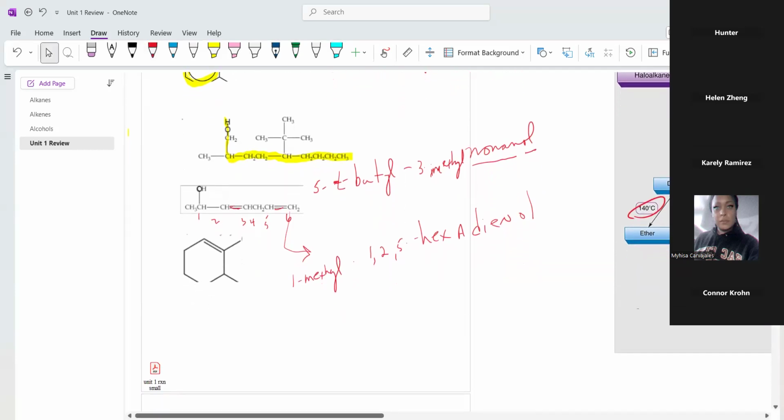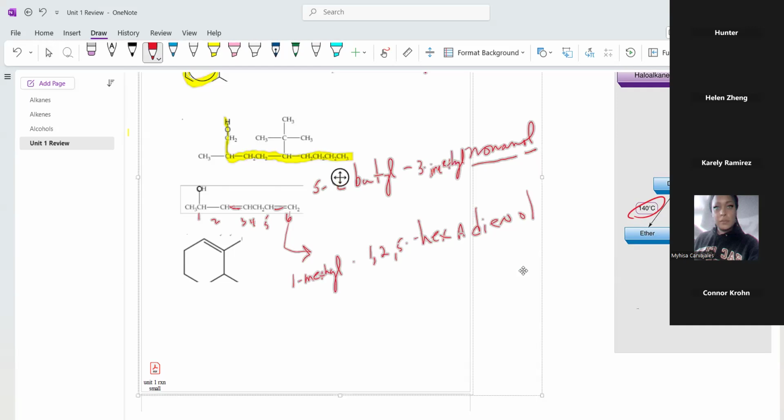Now, on your test, you're not going to have a combination like this. It'll either be an alcohol or a double alkene, but not a combination. We didn't really go over examples of that during lecture.